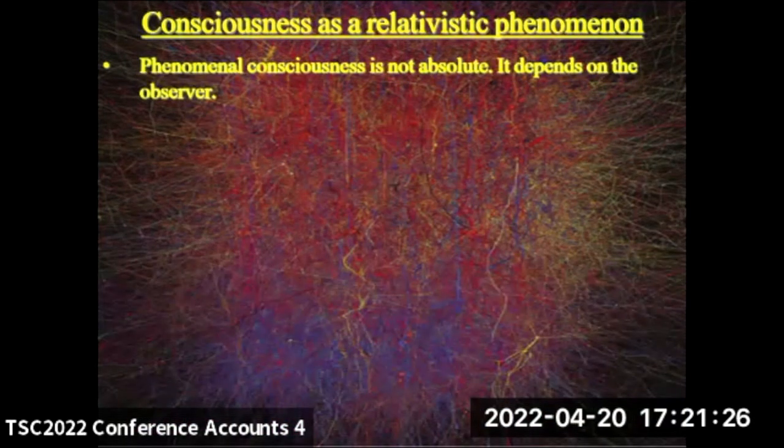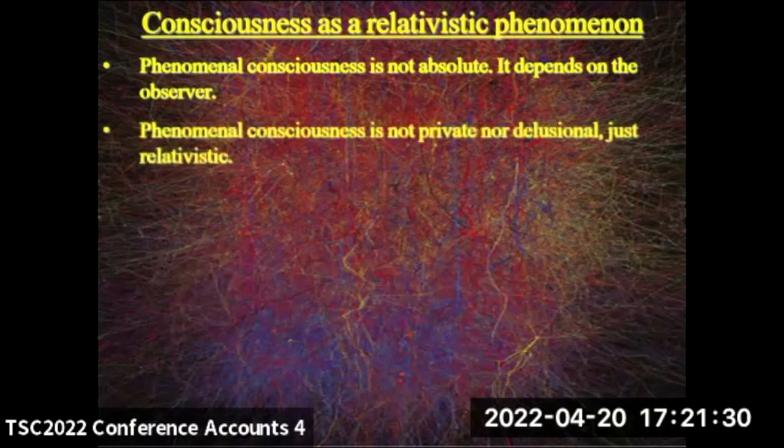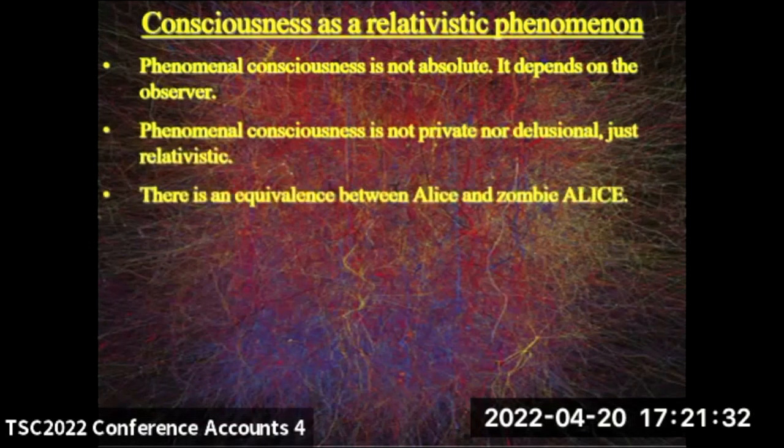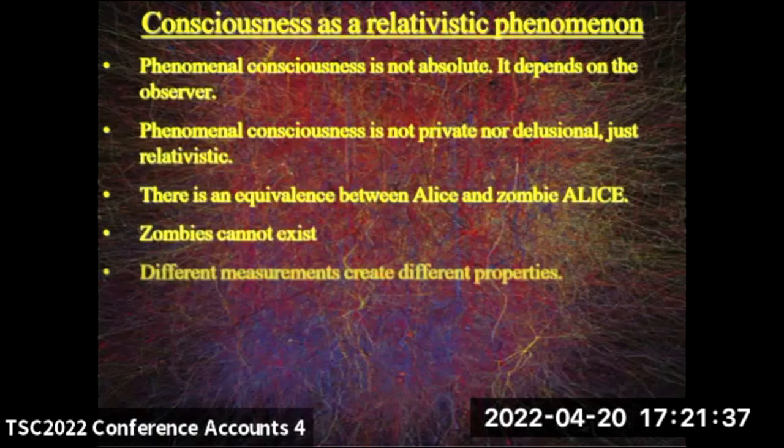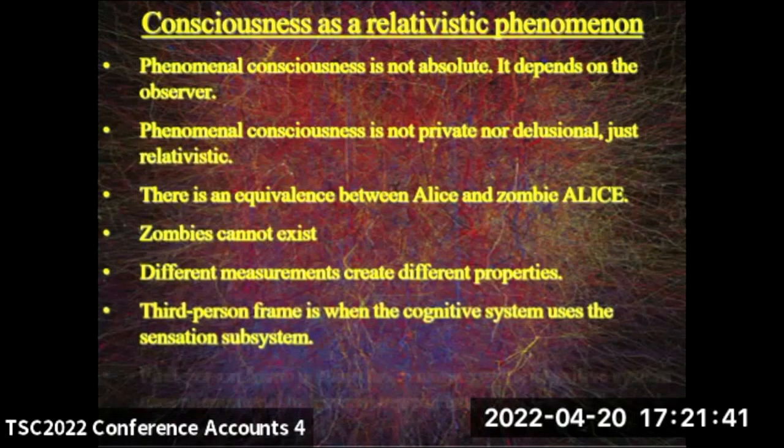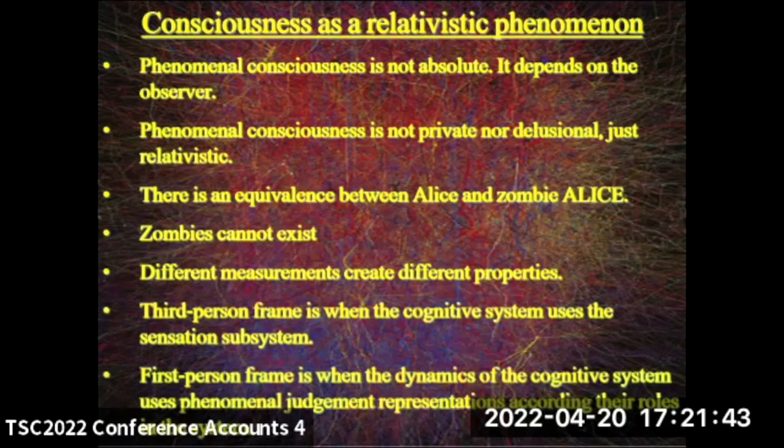Okay, so to conclude, phenomenal consciousness is not absolute, it's relative. There is equivalence between Alice and zombie Alice. So zombies cannot exist, and different measurements create different properties, as we just saw.